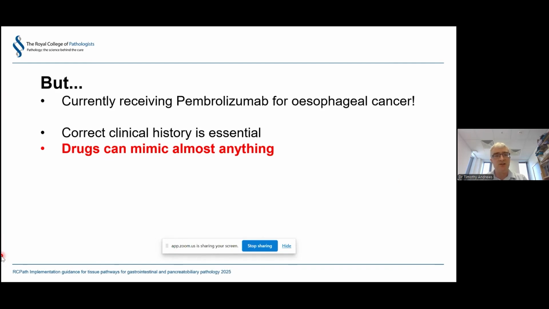So again, just a case to emphasize that you do need the correct clinical history, and drug history is also very important, and this applies at all sites in the GI tract. Remember that if you search hard enough in the literature, you can probably find an example of just about any medication mimicking any condition. So something very much to be aware of, and not simply jumping to a diagnosis of inflammatory bowel disease.